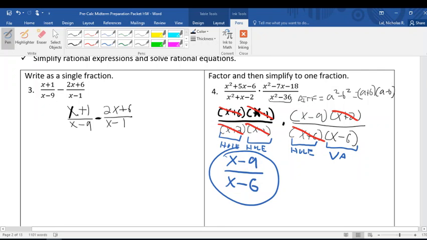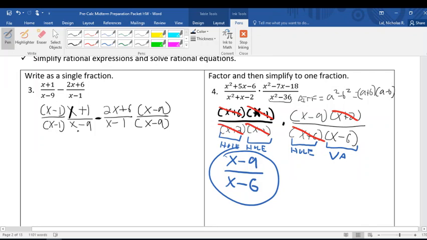So we have one term with a denominator and a second term with a denominator, and we multiply each term by the denominator of the other term so we can have a common denominator and add or subtract across the common denominator. (x minus 9)/(x minus 9), (x minus 1)/(x minus 1). So I'll multiply in this fashion.